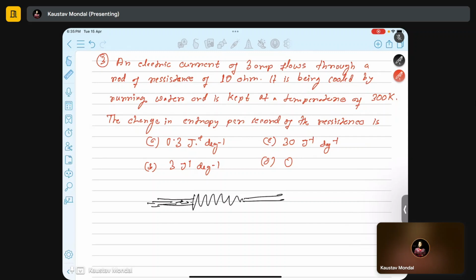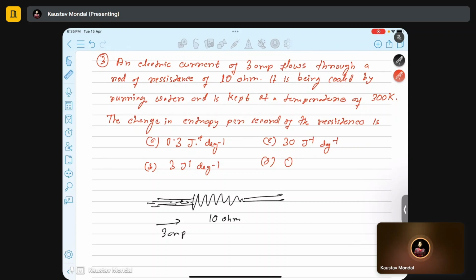So when the current flows through these resistors, it will face some obstruction, right? Because of that, the electric current has to do some work in order to overcome that obstruction. That is basically the work against a resistance. So here in the problem it's mentioned that 3 ampere current is flowing and there is a resistance of 10 ohm.